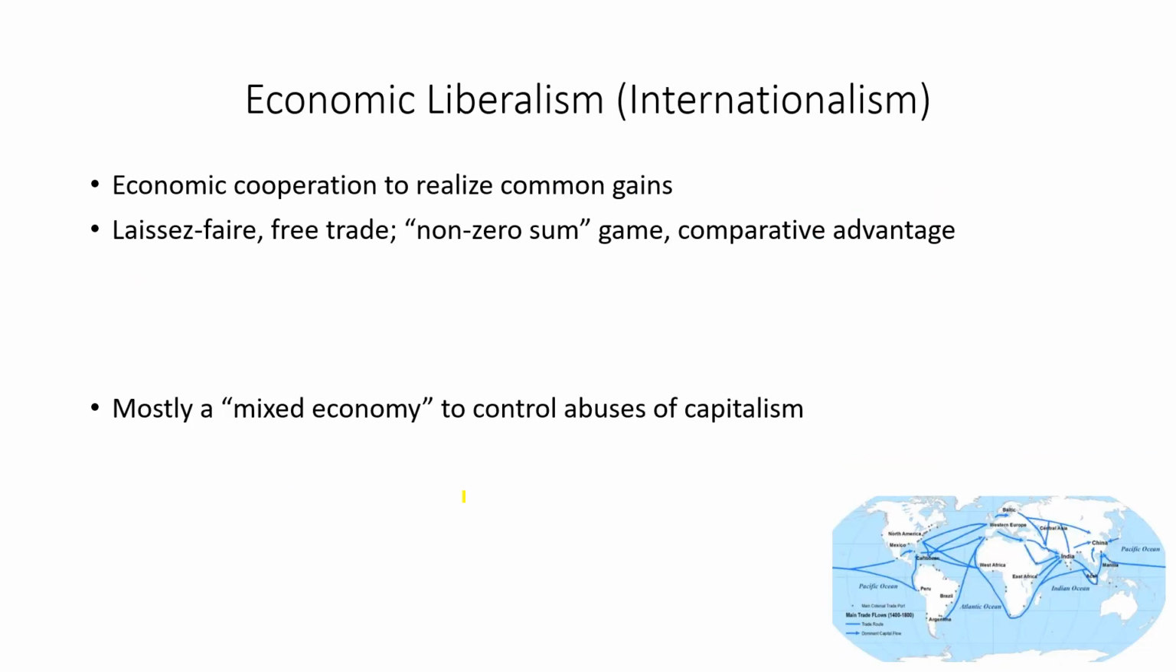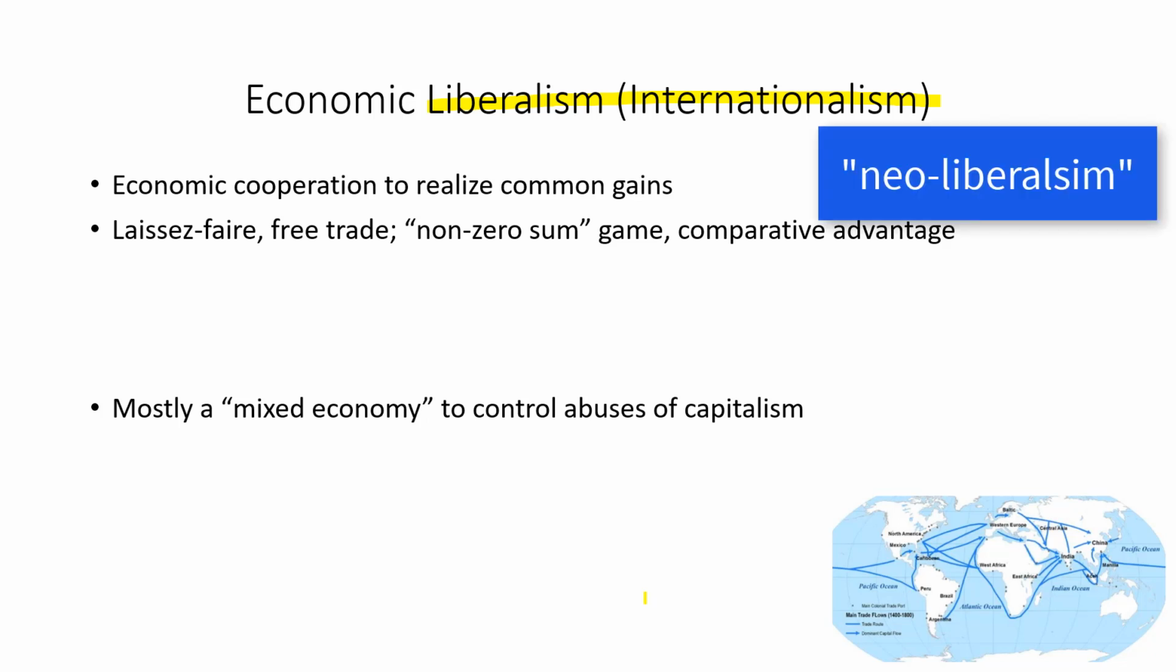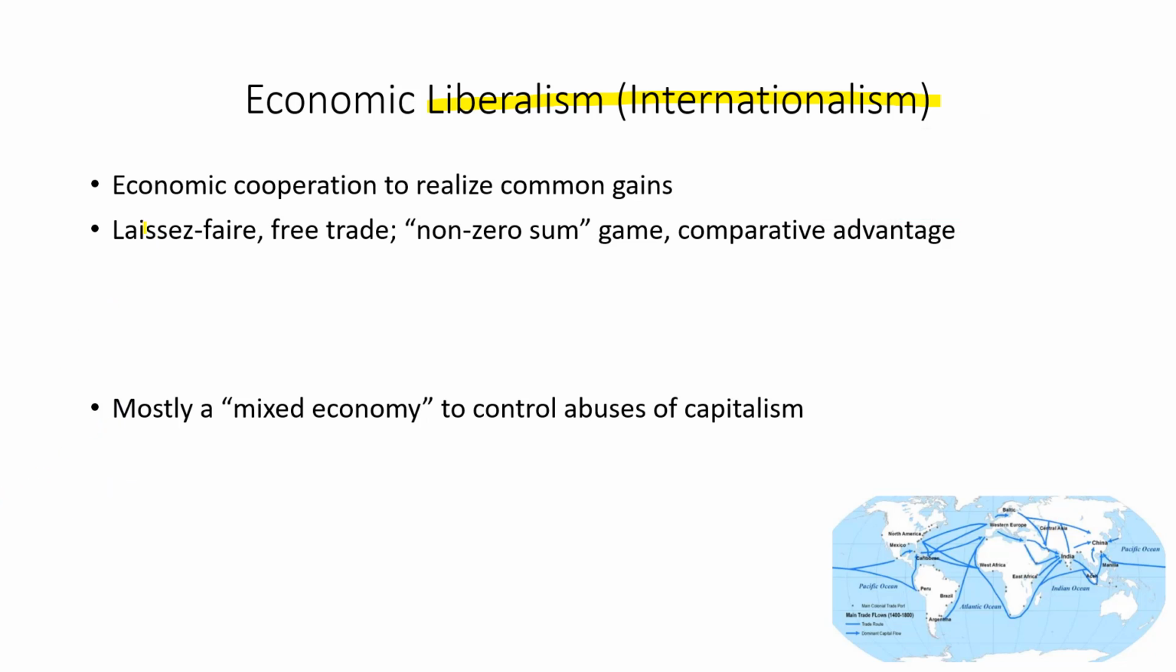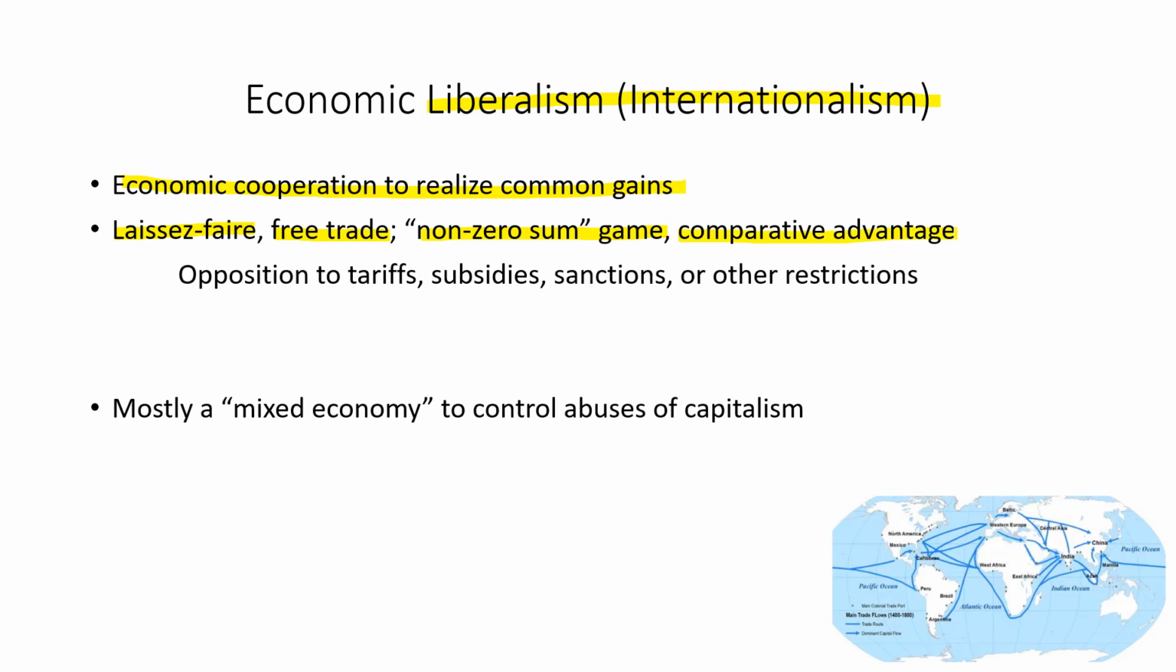Let's look at the other side of that, and that would be what we call economic liberalism or internationalism, just to make it a little bit more clearly delineated. This is sometimes referred to as neoliberalism. This is where we are using economic cooperation between states to realize common gains. So this is more preference towards letting the global market system work, laissez-faire, which typically means hands-off, free trade, more of a non-zero-sum game to where we're both going to win something from this transaction, as well as the concept of comparative advantage, which we'll talk about a little bit more in detail in a few minutes.